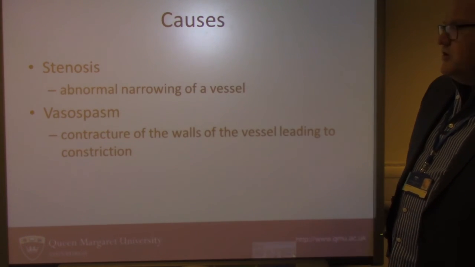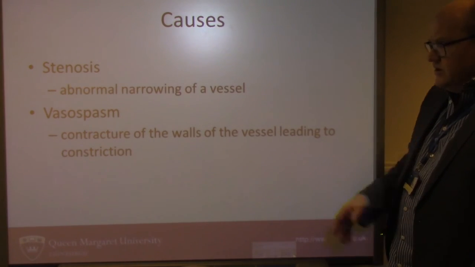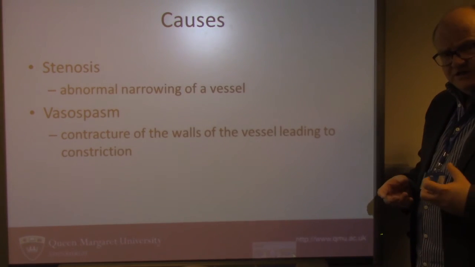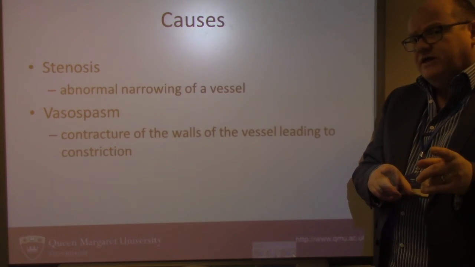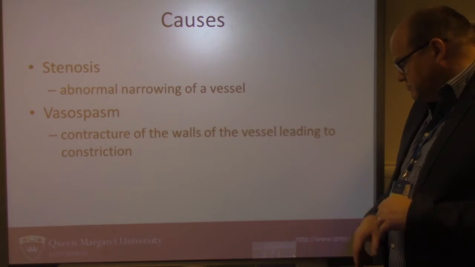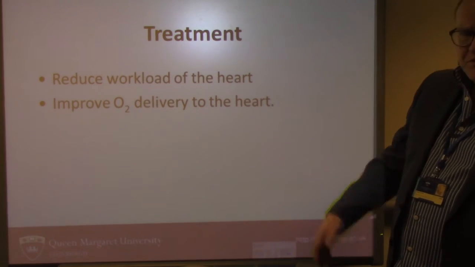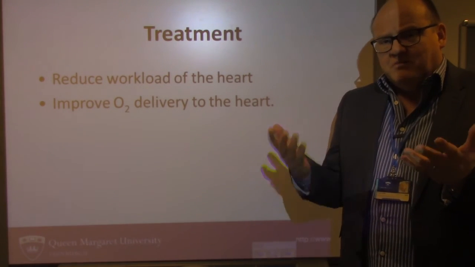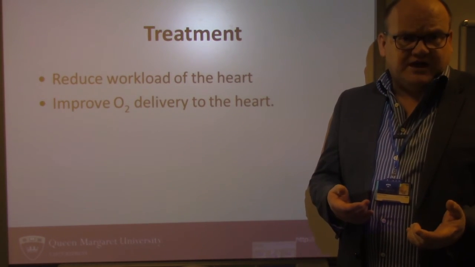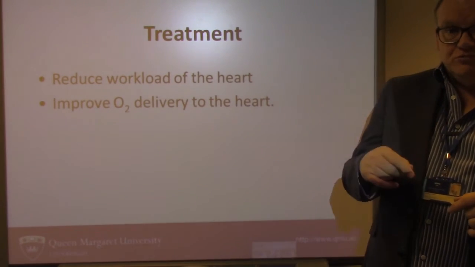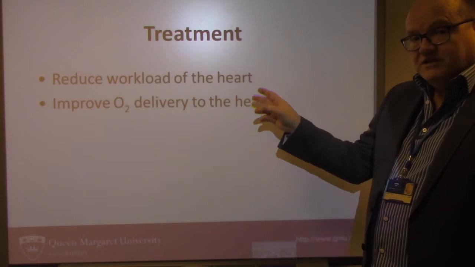Now, how does it come about? Well, you can get a stenosis, which is an abnormal narrowing of the coronary vessels, or you can get a vasospasm where the walls contract. Either way, the coronary arteries are unable to supply the correct amount of oxygen-rich blood to the cardiac muscle. How are you going to treat it? I suppose it's very simple. If the supply doesn't meet the demand, you get two options. You either decrease the demand or increase the supply, or win-win situation, do both. So you need to reduce the workload, therefore reducing the demands, or you need to improve the delivery of the oxygen.